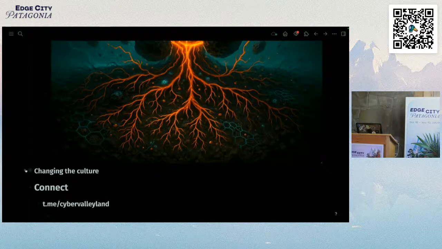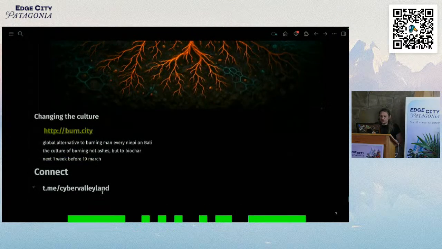Okay, and I came to the idea of founding Burn.City. It's an event that will happen every year in Bali. It will be an alternative to Burning Man. This idea of Burning Man is actually a culture that was created by boomers, who are the reason why we have the problems right now.